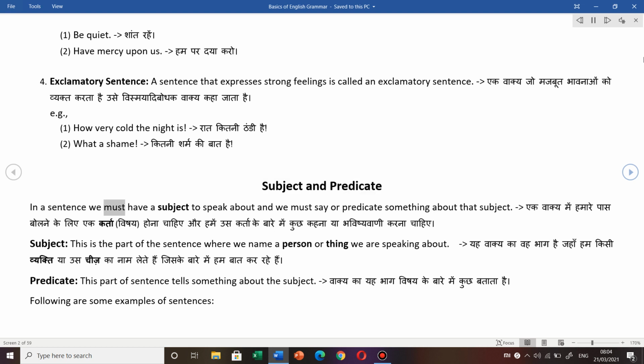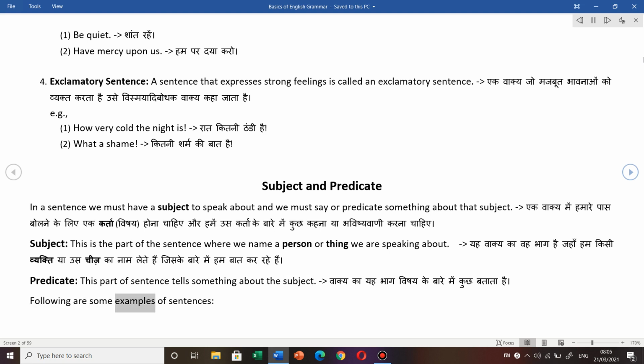Subject and predicate. In a sentence we must have a subject to speak about, and we must say or predicate something about that subject. Subject: this is the part of the sentence where we name a person or thing we are speaking about. Predicate: this part of the sentence tells something about the subject.